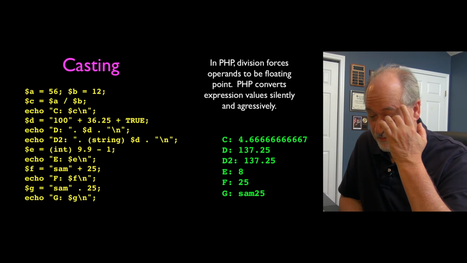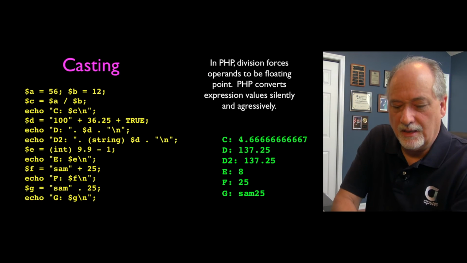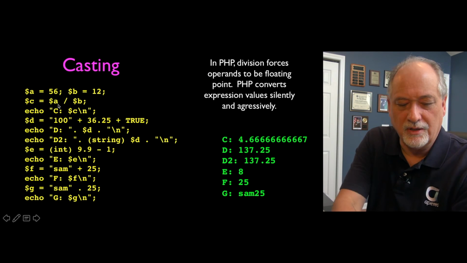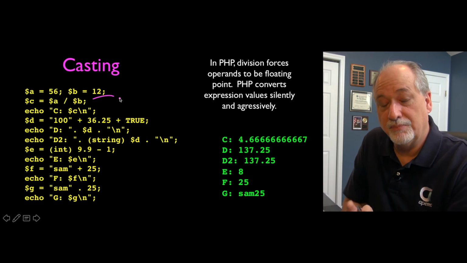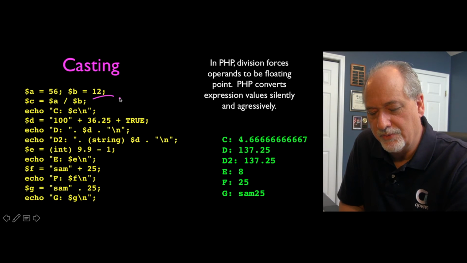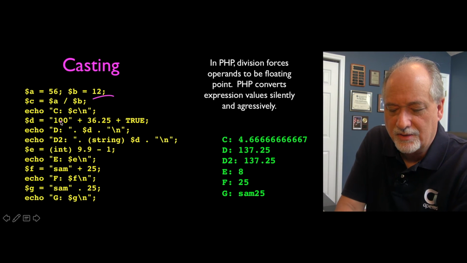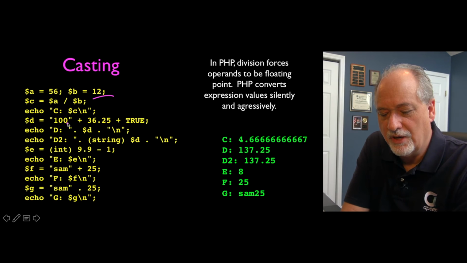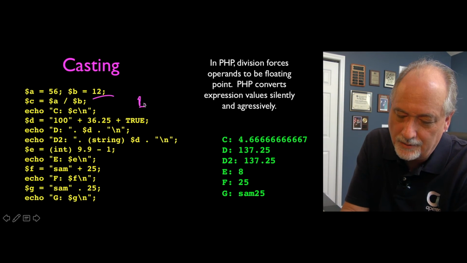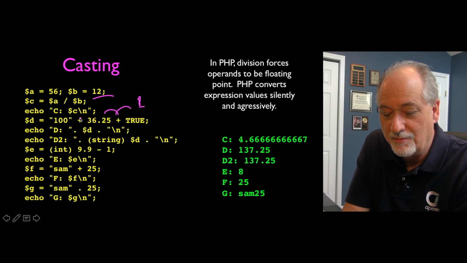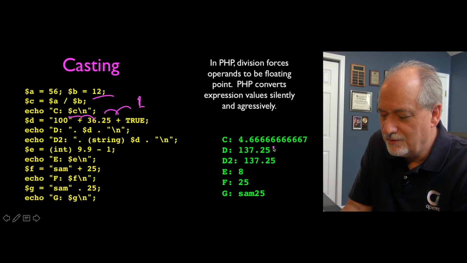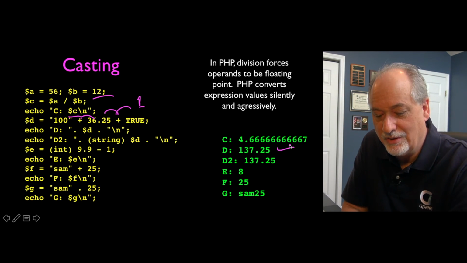So here we go with some fun stuff. Division forces a floating point number, so that's good. Python 3 forces a floating point number as well. Here's a kind of freaky thing. The string 100 plus 36.5 plus true. True turns into a 1. So it says, oh, I'm going to do some addition here. This turns into the number 100. It converts that to a float. So that ends up being 137.25. So there you go.